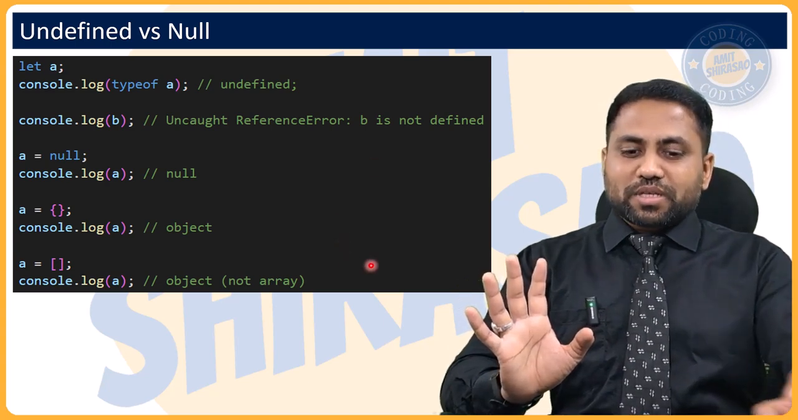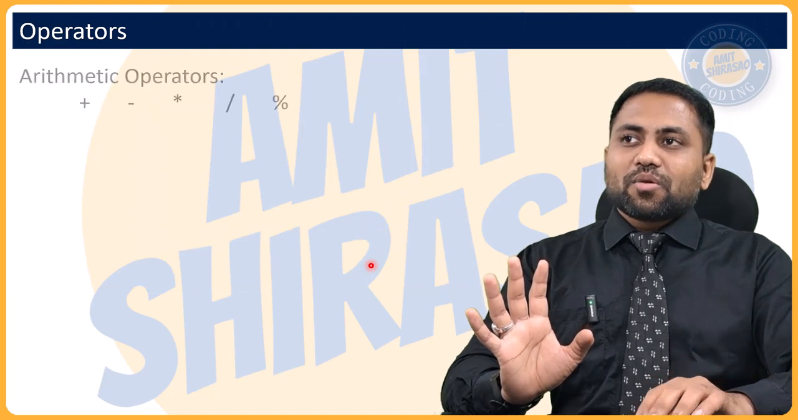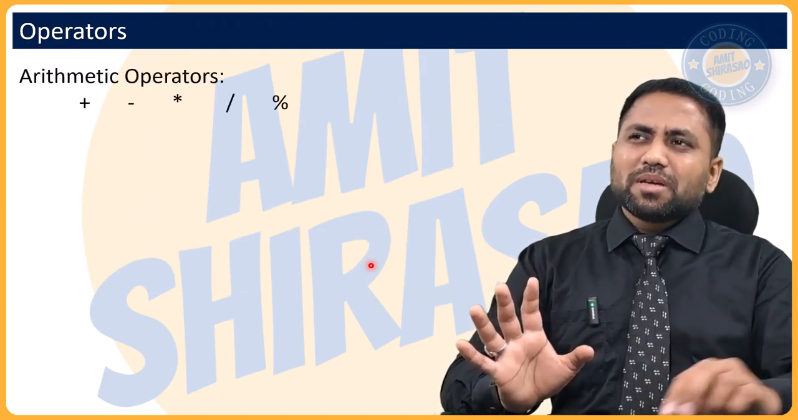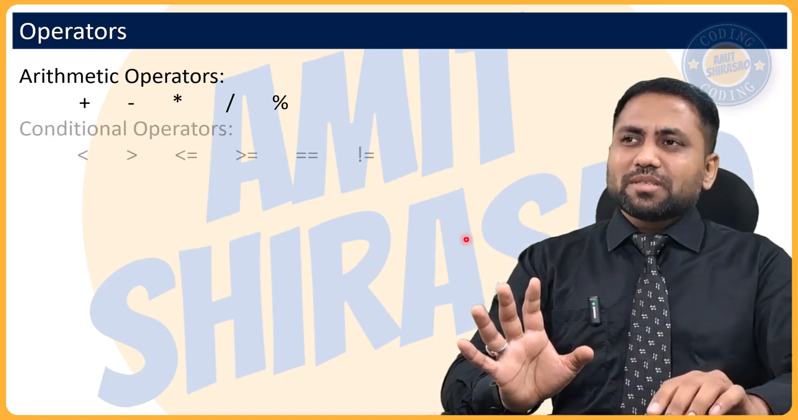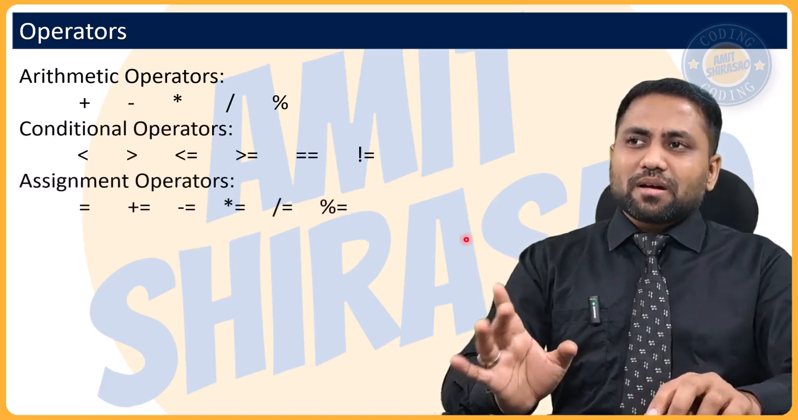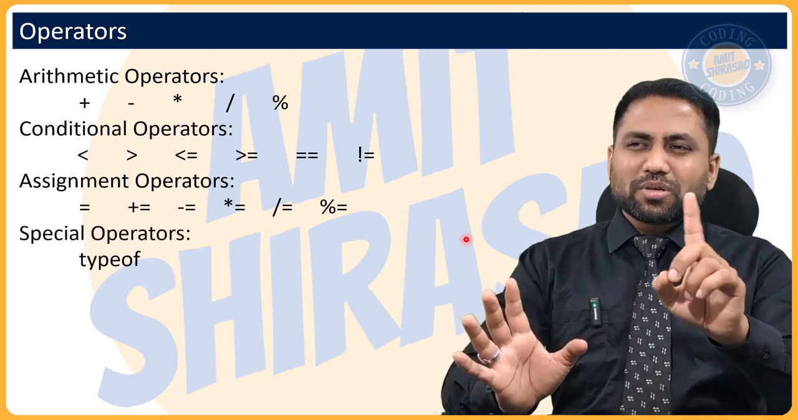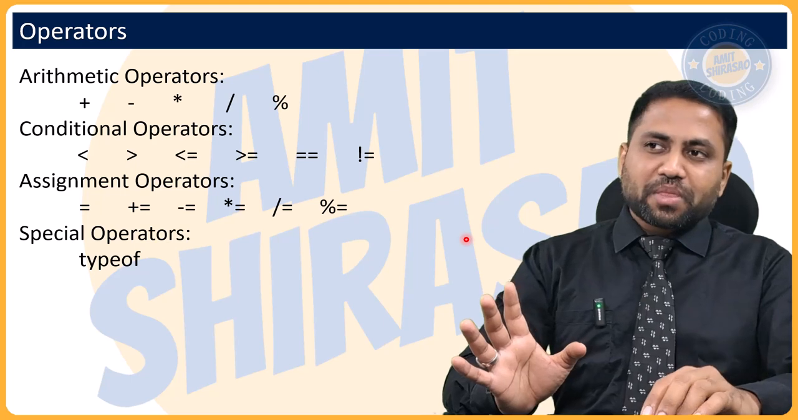Now let's go next. What are the various operators? This is a very basic slide, let's not spend too much time. These are the arithmetic operators, these are conditional operators, assignment operators, special operator. There's only one special operator, and that is typeof.